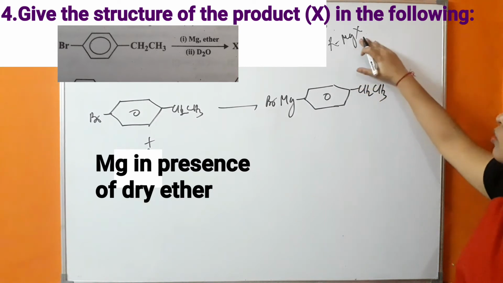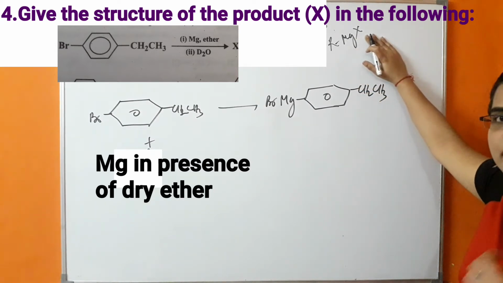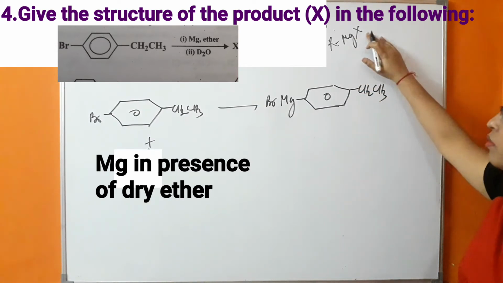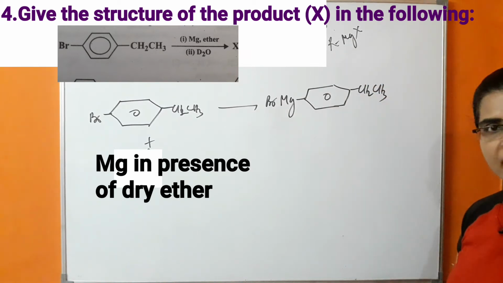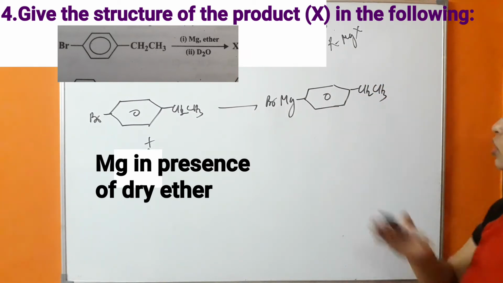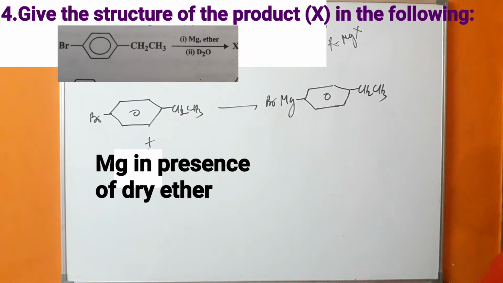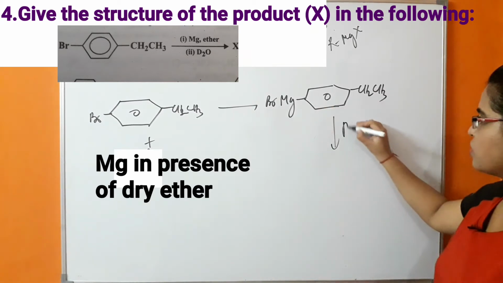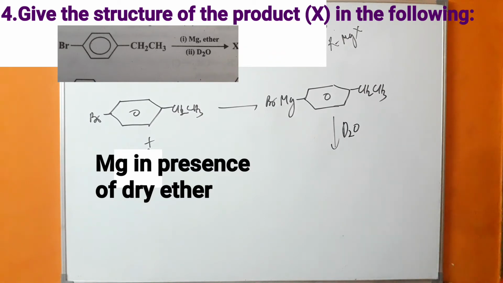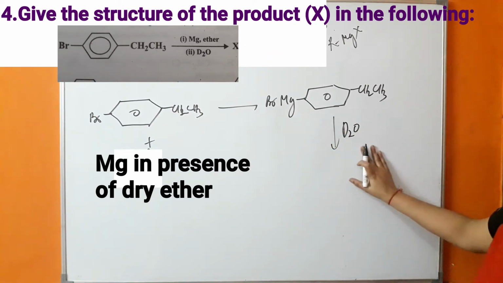In this case, the halogen can be any halogen, that can be chloro, bromo, iodo, whether R represents either an aryl group or an alkyl group. So what is happening? This is Grignard reagent. So this Grignard reagent will react in the presence of D2O, that is deuterium oxide. A similar reaction will take place as shown by H2O. So what is happening in this case?